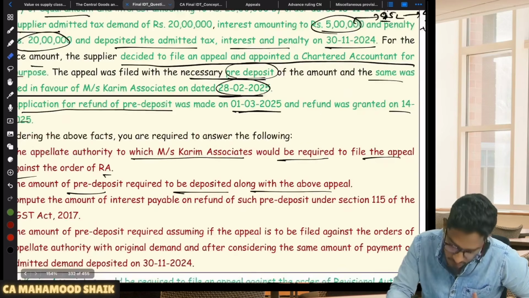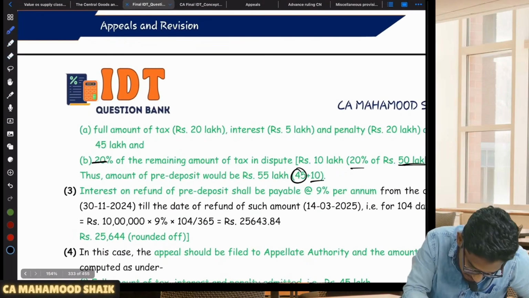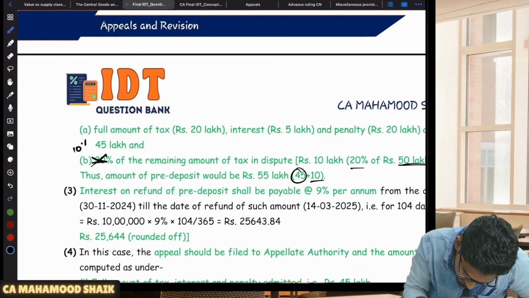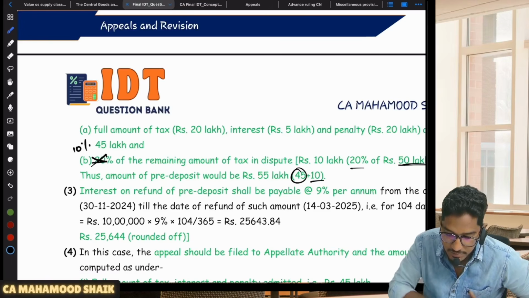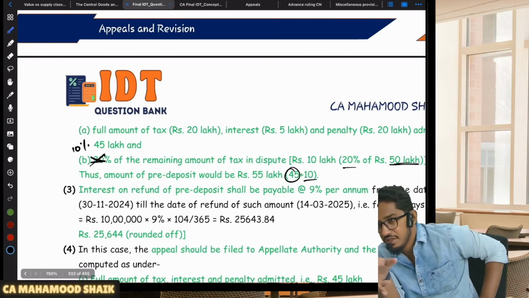So here, do one thing. Don't take it as 20%, take it as 10% only. Take it as 10% only. 10% of the remaining amount in dispute only you are required to file. Why? Because a contradiction is there here.